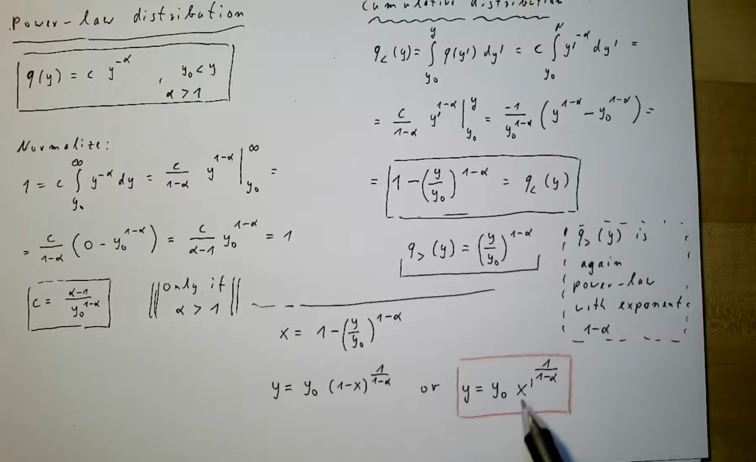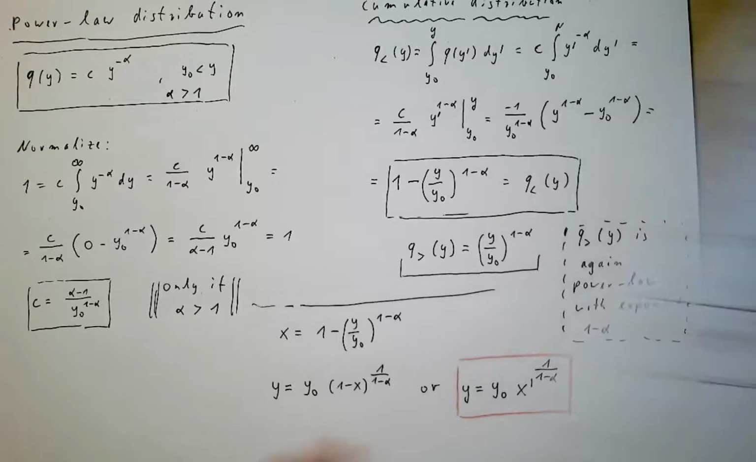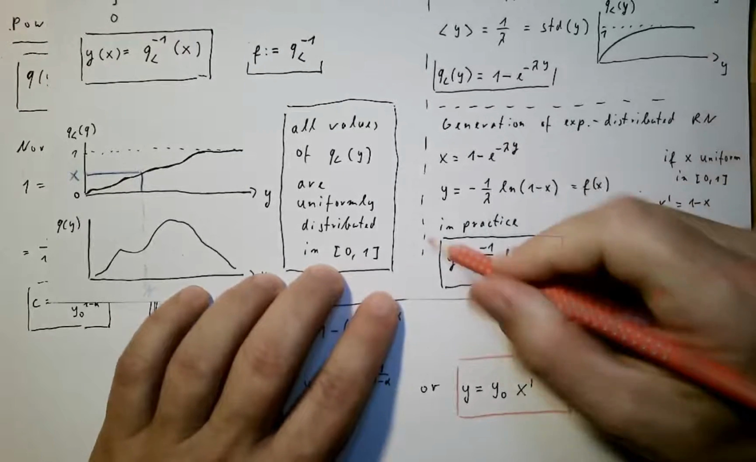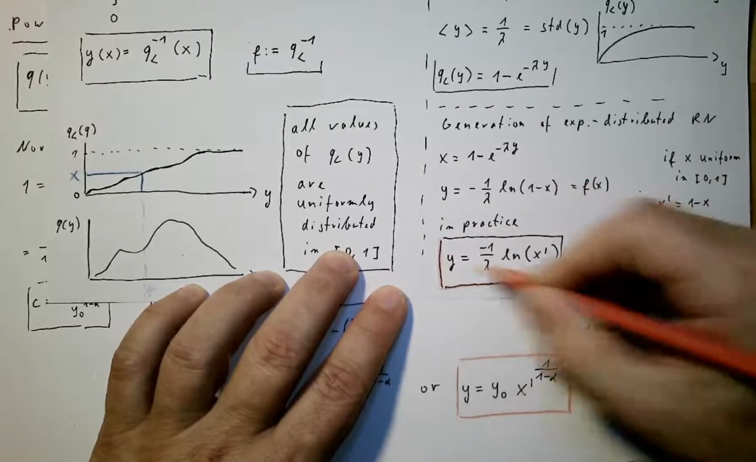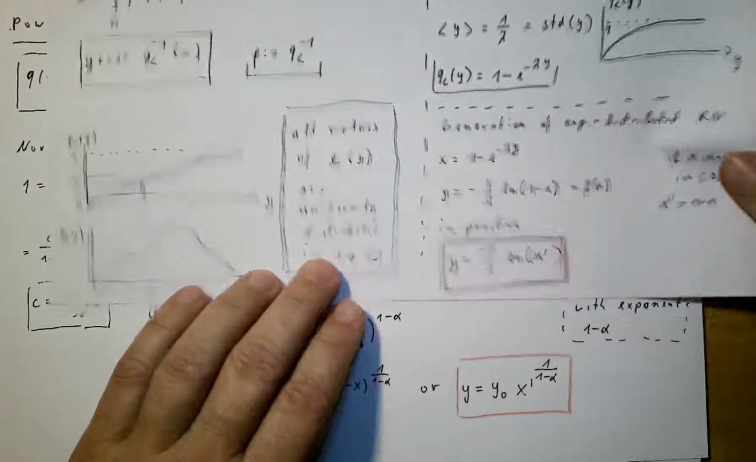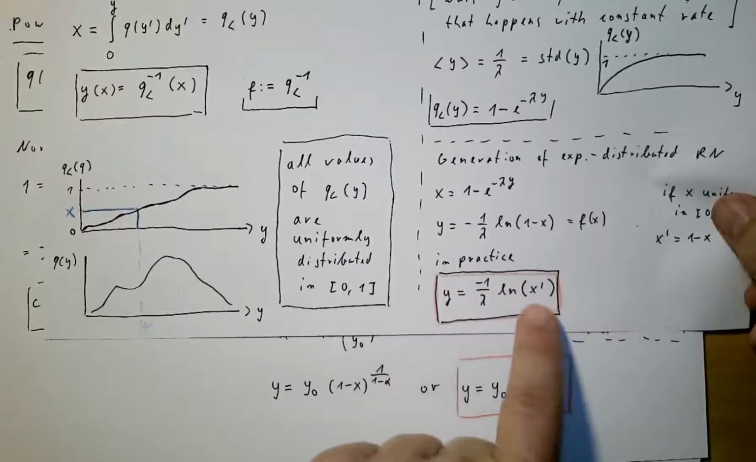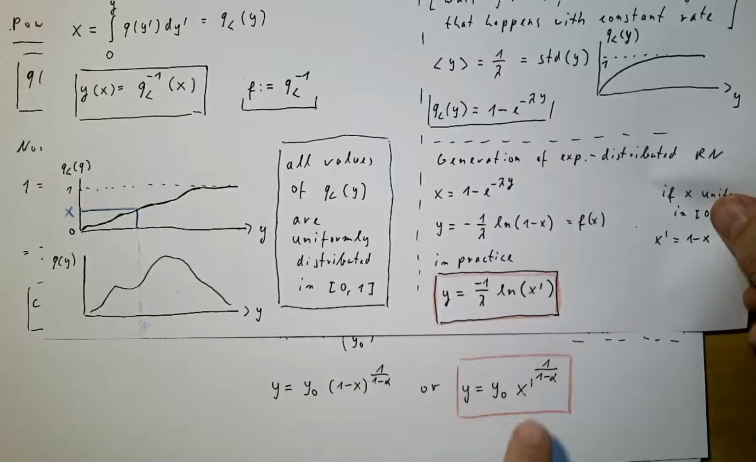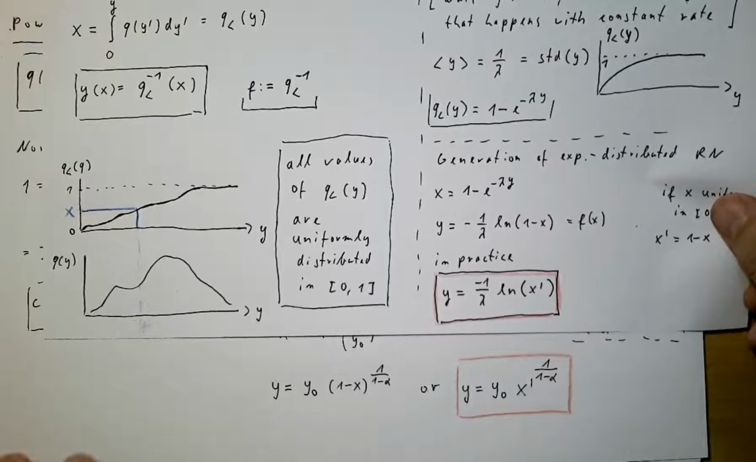If we take a random number generator which gives us uniformly distributed random numbers, we obtain power law distributed random numbers. And when you compare this to the case of the exponential distribution, maybe I make this also red here. So these are quite similar formulas. In the exponential distribution we take this x prime and then take the logarithm, and here we take this x prime and take an inverse power.